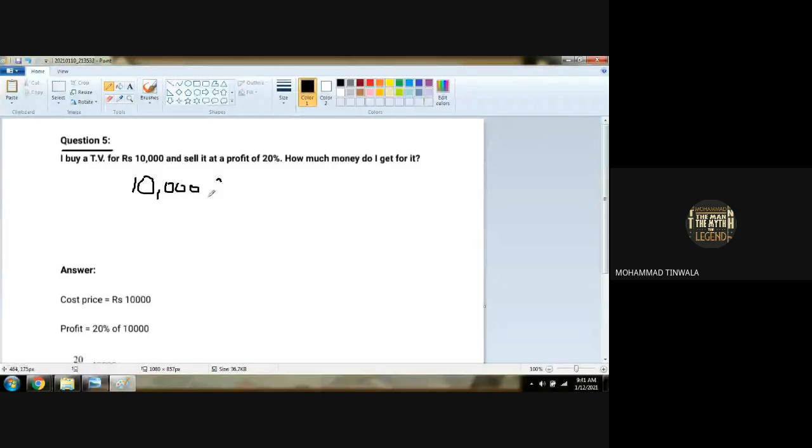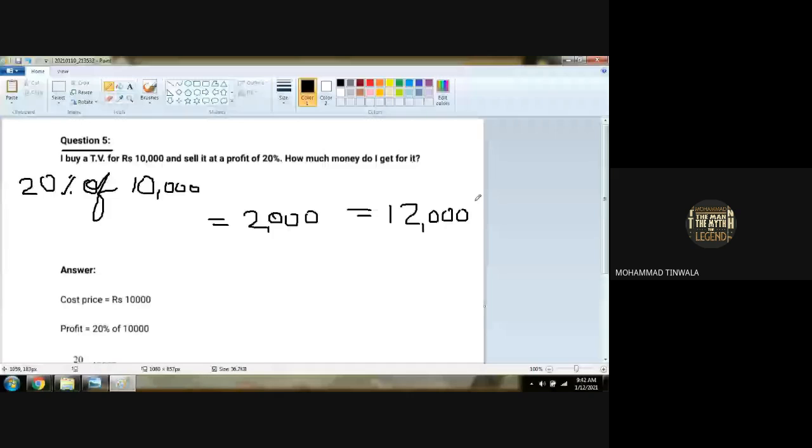So 20% of 10,000. Whatever amount we will be having, for example, 20% of 10,000 is 2,000 rupees. So this 2,000 and 10,000 total, how much money will I get? 12,000 rupees. Are you getting it?